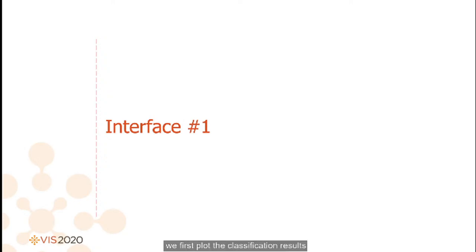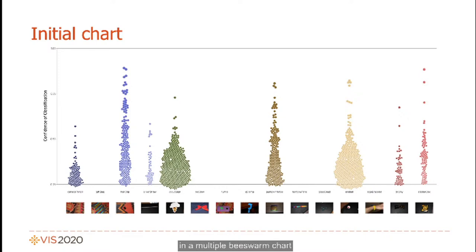We first plot the classification results in a multiple beeswarm chart in which the classification results are grouped by the predicted category, which will give us 43 beeswarms, and each prediction is represented as a dot in the chart. So as you can see from this initial chart, the distribution of the prediction results is very imbalanced. Many classes don't even have predictions, so it's apparent that the classifier has issues.